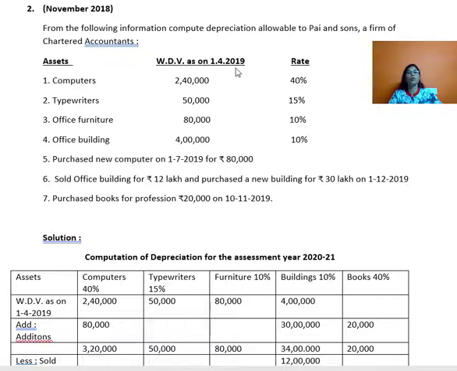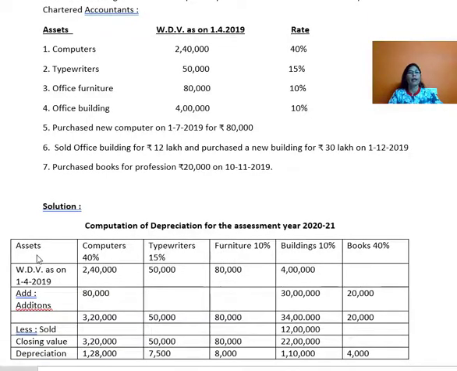So the written down value as on 1st April 2019. Here we have assets computers, typewriters, office furniture, office building. So this is the rate of depreciation. Again, purchase new computer, that is additions to computers. Sold office building for rupees 12 lakh and purchased a new building. Purchase books for profession, rupees 20,000.